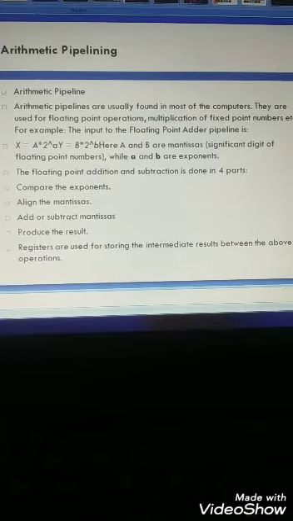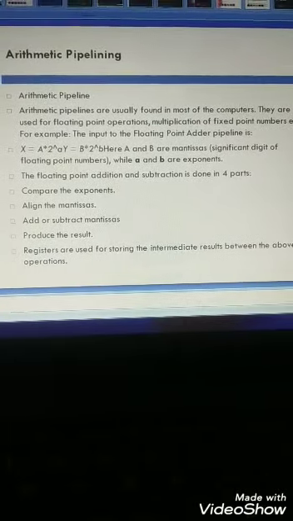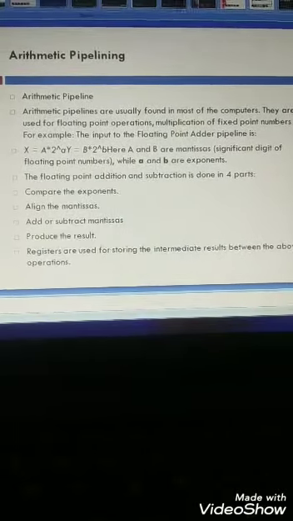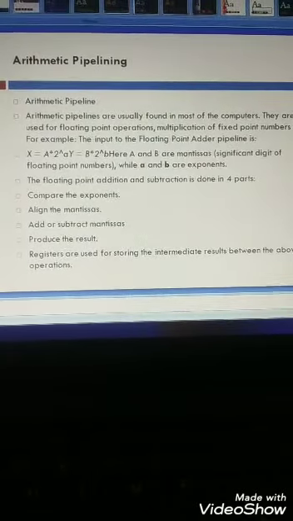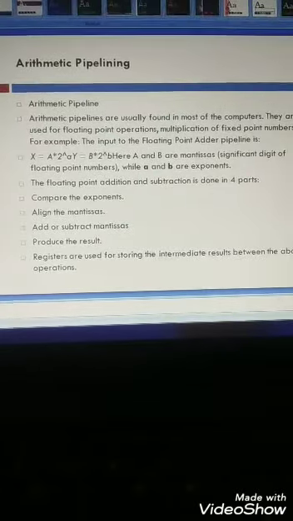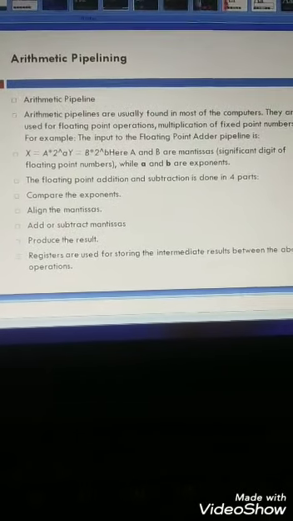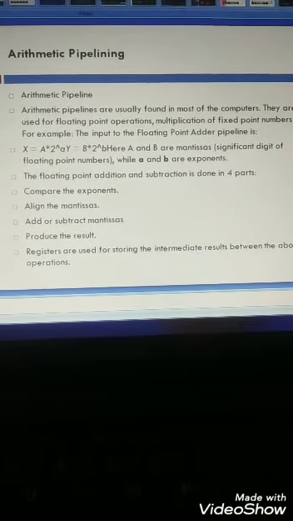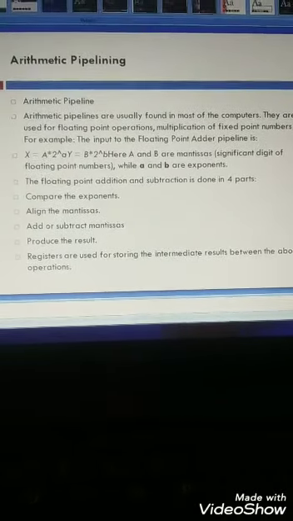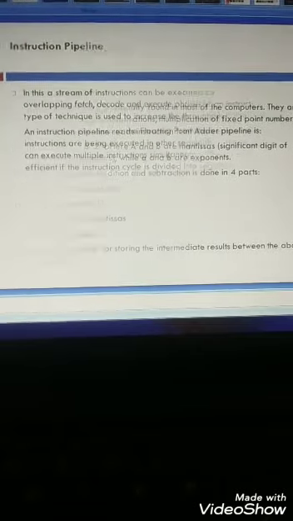For example, in the input of a floating point adder pipeline, capital A and B are the mantissas, whereas small a and b are the exponents. Floating point addition and subtraction is done in four parts. First, compare the exponents, align the mantissas, add or subtract the mantissas, and produce the result.